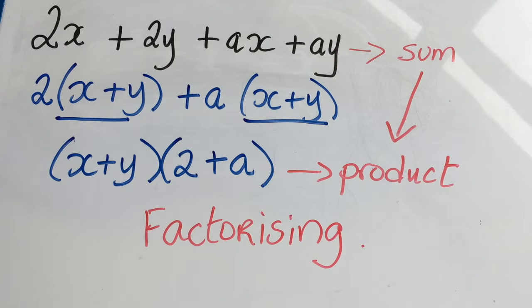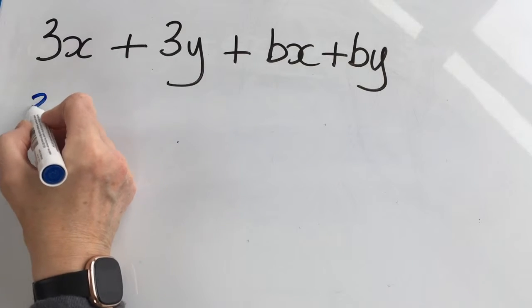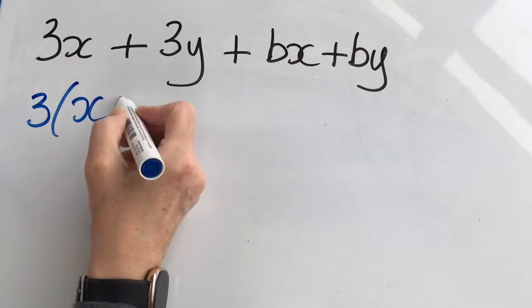Now we know how to do it, but as usual, let's take some practice. Now there's my sum, 4 terms. Always check first of all, can you take out a common factor other than 1? No. The first 2 terms I can take out a 3. The second 2 terms I can take out a b. So that's 3 on x plus y.